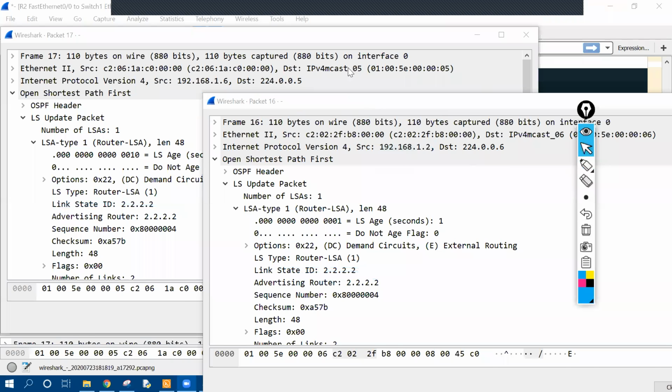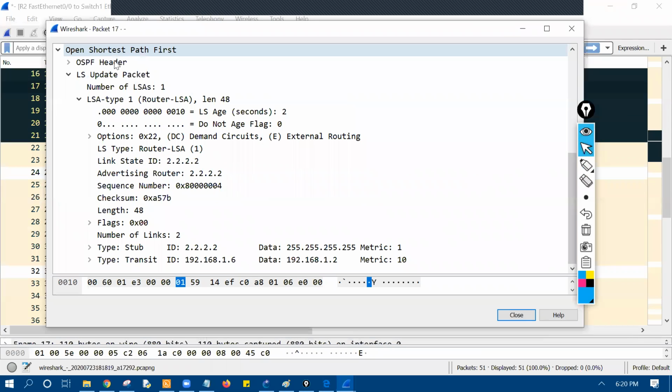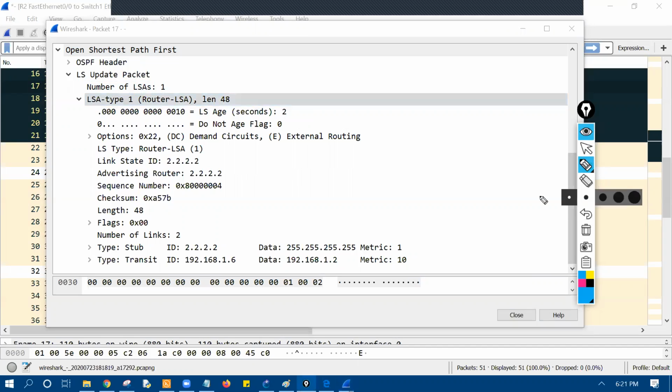So let's discuss the packet now. As I told you, this is the IP protocol, OSPF protocol number 89, and the TTL is by default 1. OSPF LS update packet, number of LSAs: 1. The LSA type is the router LSA, which I told you every router is going to change. This is the length, 48. Ignore this value right now. This is not for you. Ignore this one.